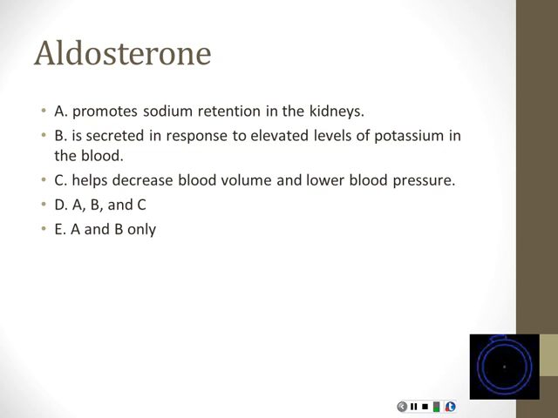Okay, so let's look at these. A, aldosterone promotes sodium retention in the kidneys. Yes, because it pumps sodium back into the blood. B, is secreted in response to elevated levels of potassium. Yes, that's that bottom branch of our diagram over there. C, and helps decrease blood volume and lower blood pressure. No, it's just the opposite. Aldosterone helps to increase blood volume and blood pressure. So the answer is E, A and B.